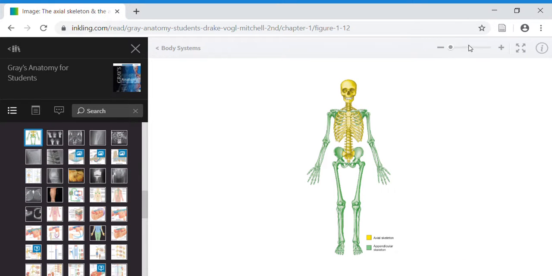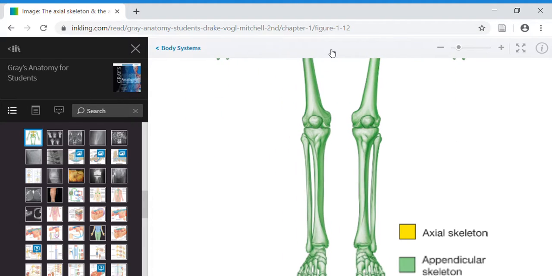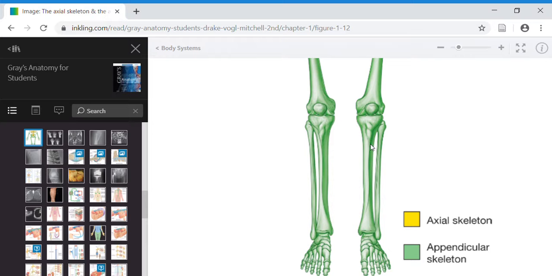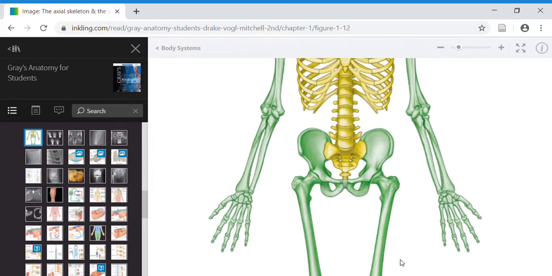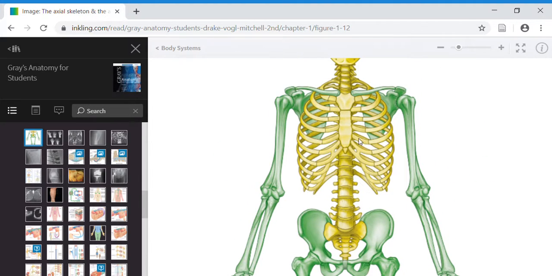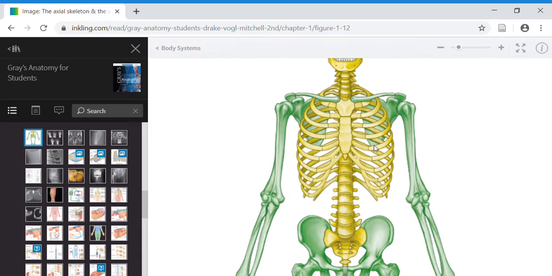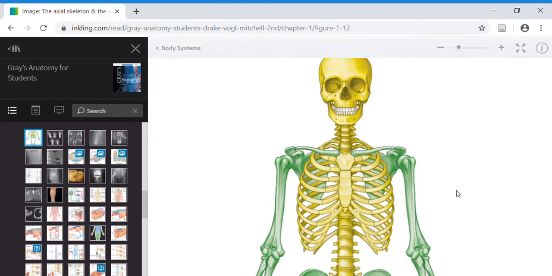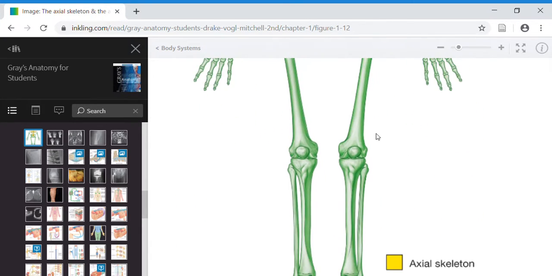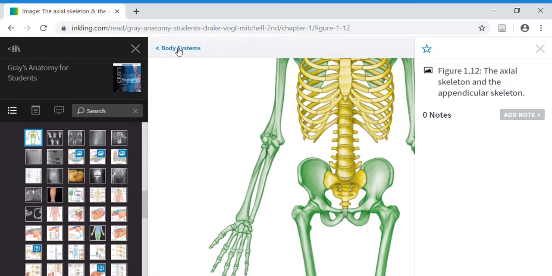As can be seen in the image, you have the axial skeleton and the appendicular skeleton. The dark colored shades are the appendicular skeleton, and the skull, ribs, vertebral column, manubrium, sternum, and the sacrum come under the axial one. This shows what the axial and appendicular skeleton is.